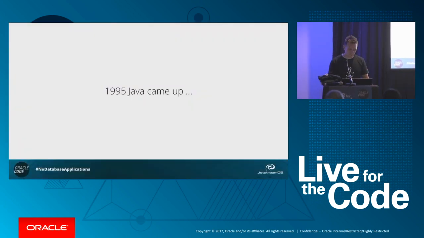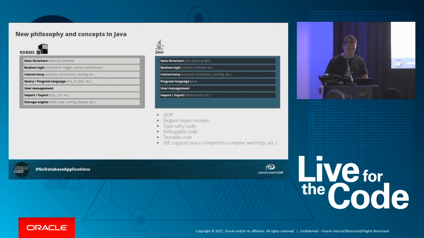But when Java came up in 1995, we came into trouble, because now in Java we have a completely different programming language. We have object-oriented programming. We have a completely different data structure. And the business logic is written with classes and methods. And concurrency problems we have to solve for ourselves. In our project, all concurrency problems were not solved by JPA, so we had to care for the concurrency problems ourselves. We wrote our own user management and so on. If we need import-export interfaces, then we use web services and so on.